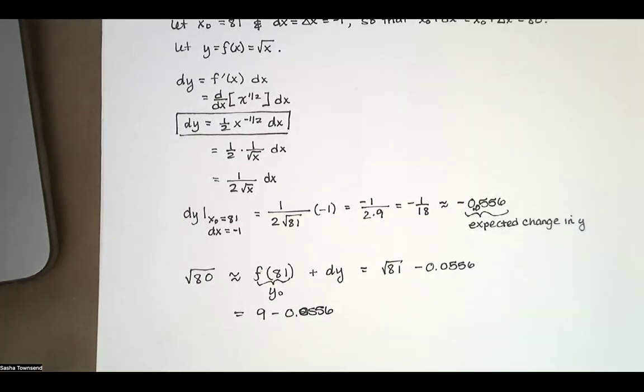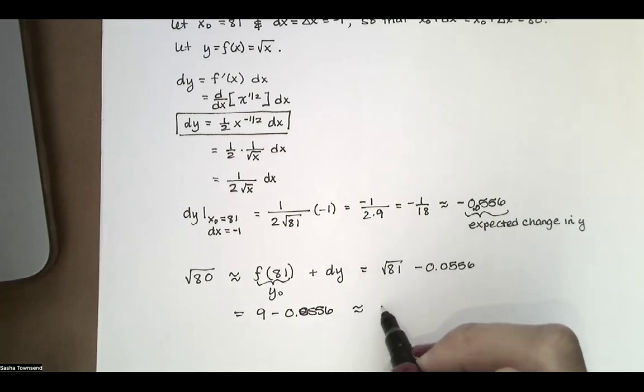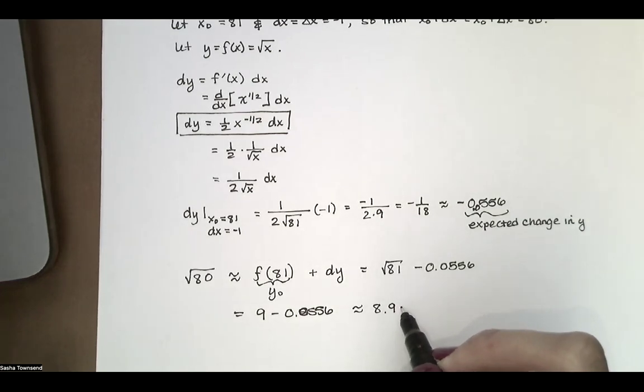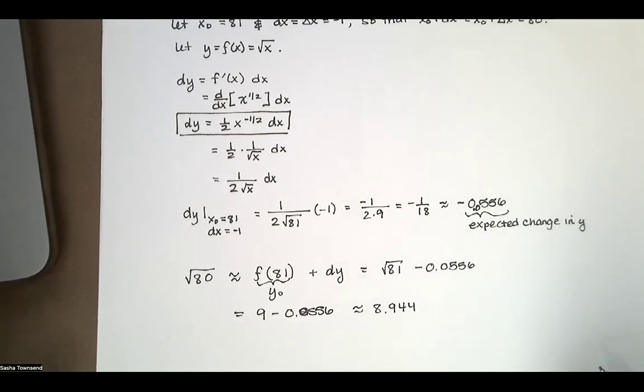And then if we subtract, we have approximately 8.944 repeating. So I'm saying the square root of 80 is the original y value plus the change in y, which is approximately 8.944. Now, if I use my calculator, I can also find out what the square root of 80 actually is.